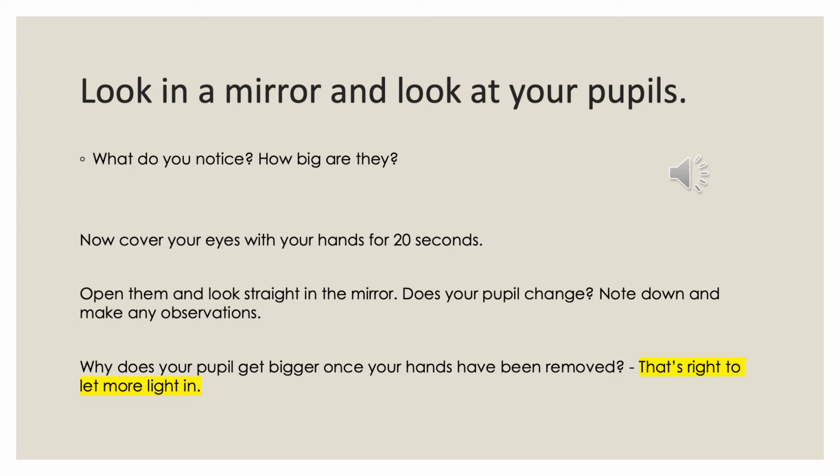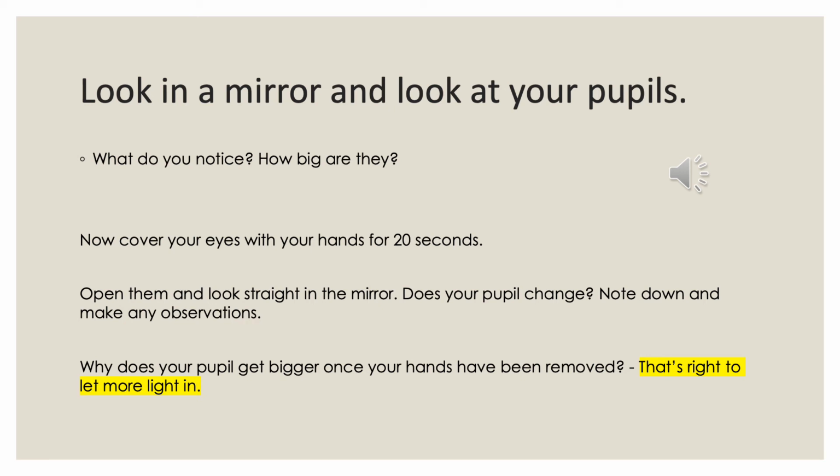Then you're going to cover your eyes with your hands, but when you cover them, close your eyes as well. You want to try and make it as dark as possible behind your eyes. Being stood in front of the mirror would be best, because then after 20 seconds, you can either use a timer or just count down. You're going to uncover your eyes and look straight in the mirror.